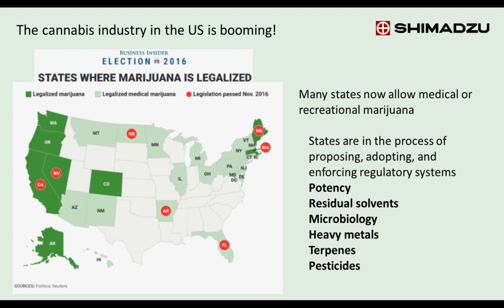Microbiology testing is used to make sure that the products haven't spoiled. Heavy metals testing is used to make sure that the plants haven't become contaminated with different types of harmful metals such as mercury or arsenic. Terpene measurements are used to profile the flavor and the chemical attributes of the strain. And finally, pesticide testing is required to make sure that the products aren't going to cause consumers any health problems.